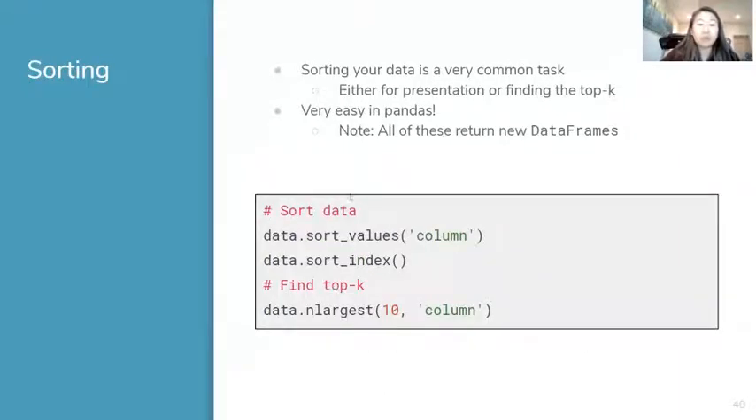There's also another thing called sorting the data, which is a very common task, either for presenting or finding the top. It's very easy in pandas. All of these return a new data frame. For example, here we're sorting the values of a column, and we can sort by index. If you want to find the top largest ones, you could do nlargest, which is 10, and then sort it by this column.